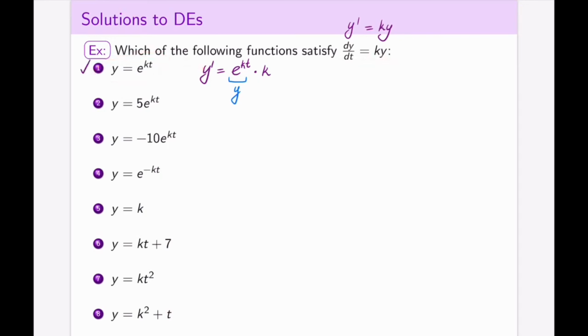Okay, let's put a check mark next to it. And let's try the next one. So what we have here is basically the exact same function, but with a constant. So I'm going to go through the exact same process again. I'm going to take the derivative of this function.